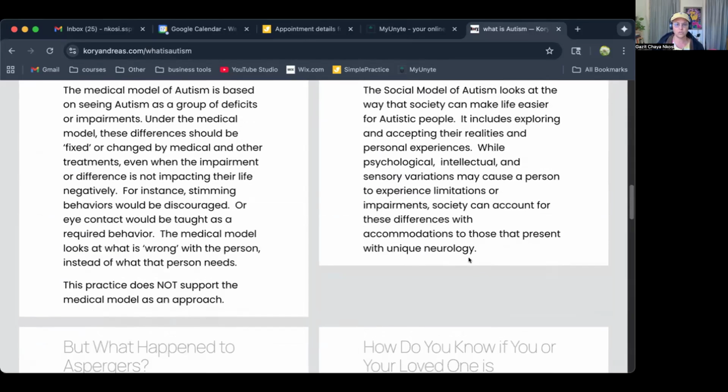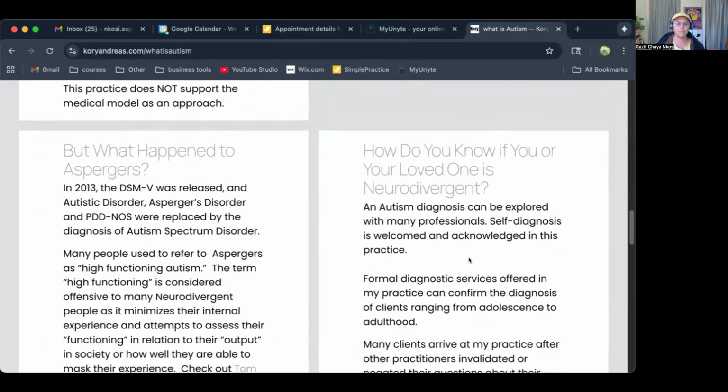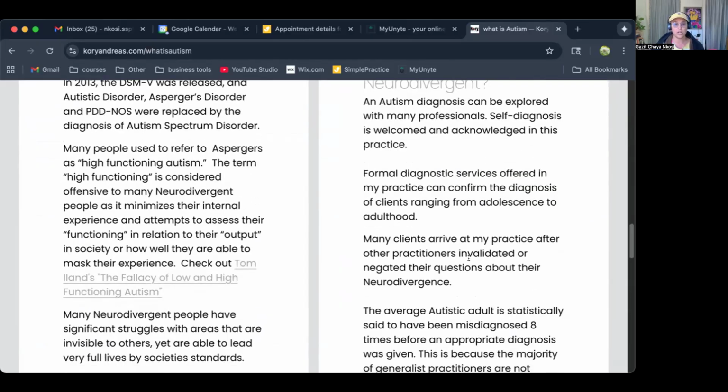So medical social model. Okay. What happened to Asperger's? We no longer use Asperger's. It was both that and PDD-NOS, pervasive developmental disorder not otherwise specified, that were replaced by the overarching diagnosis of autism spectrum disorder. I myself don't use the word disorder. I just use the word autism because I don't see it as a disorder.